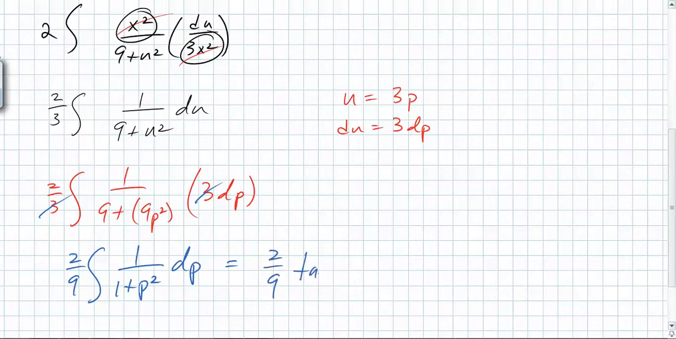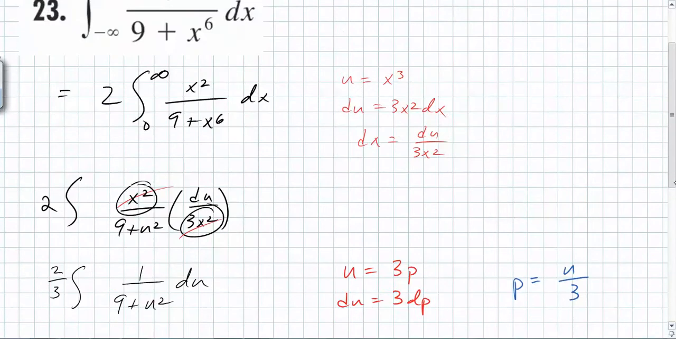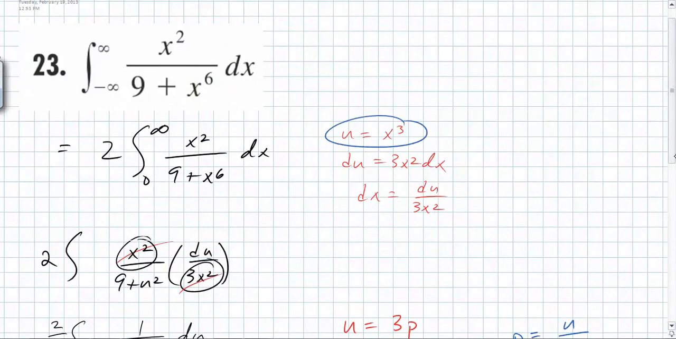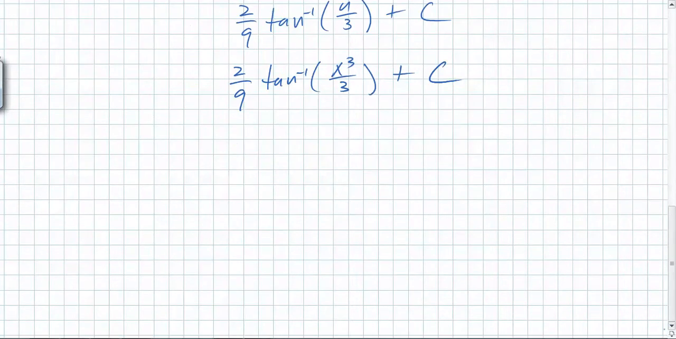2/9 of tan inverse of p plus, but what does p equal? u over 3, right? So you end up with 2/9 of tan inverse of u over 3, plus c. What does u equal? x cubed. So you end up with 2/9 tan inverse of x cubed over 3 plus c. So not quite done yet. There's your indefinite integral, right?